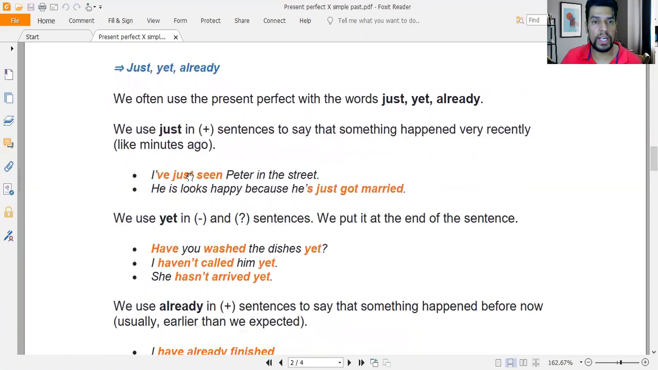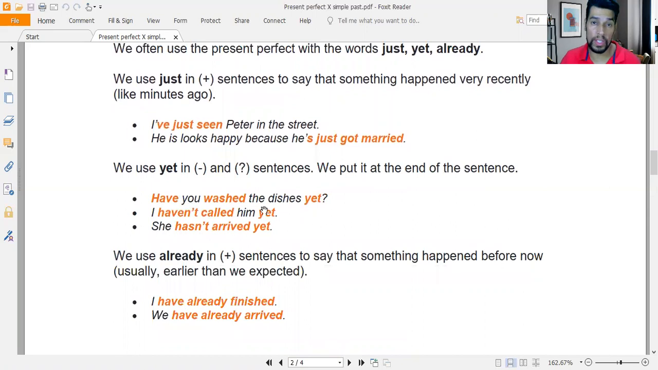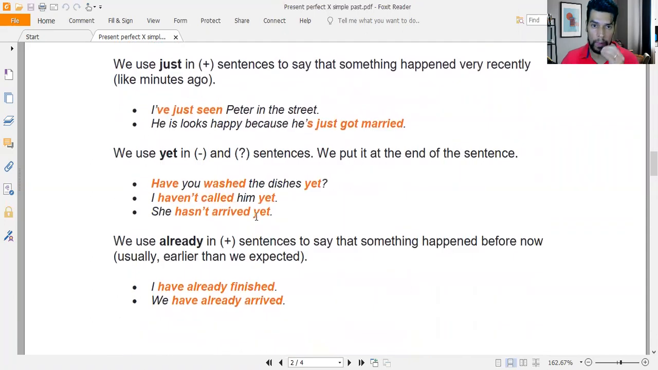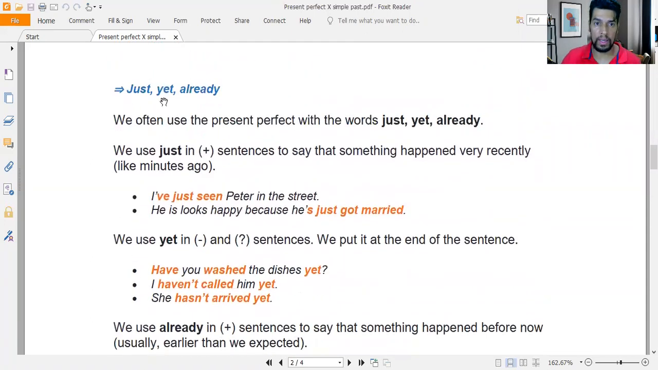Like we've just seen Peter in the street. This is a situation that just happened, like some minutes ago. So you use just for something that just happened. Yet: have you washed the dishes yet? I haven't called him yet. So try to remember these words: just, yet, already. What else do you remember? Recently, for. When you see these words, probably you're going to be talking about present perfect.